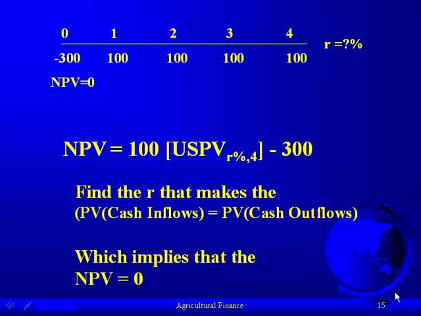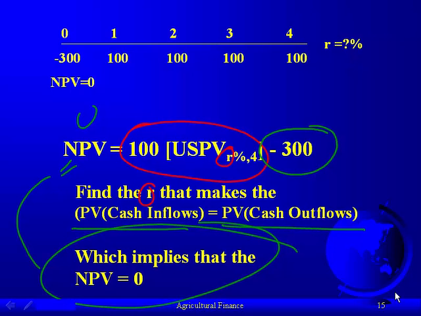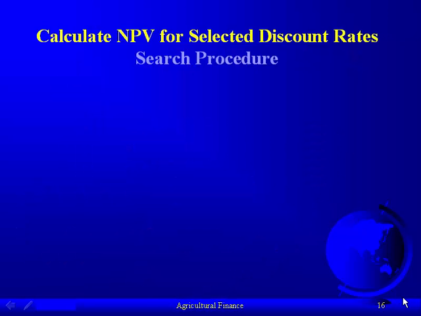But by definition, we said we're going to find the rate that makes the present value of the cash inflows equal to the present value of the cash outflows. If the present value of cash inflows is equal to the present value of cash outflows, what does that imply about the net present value? It'd be equal to 0. And once we set net present value equal to 0, we have one equation with one unknown, and then we can solve for it.